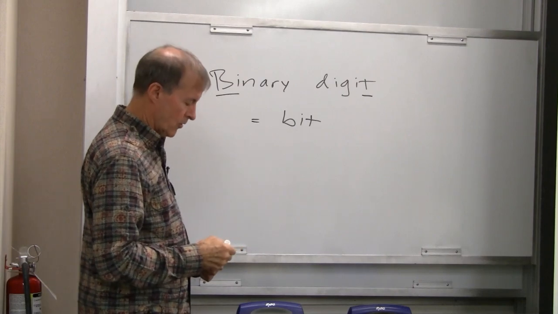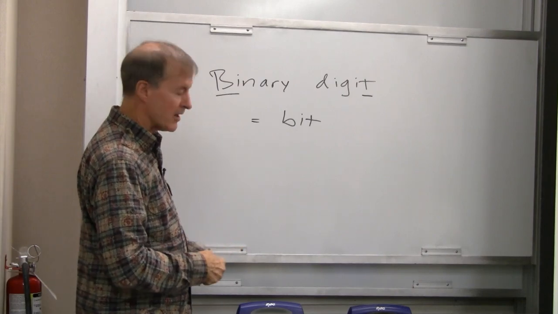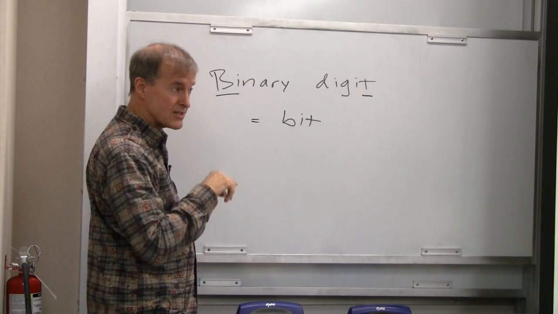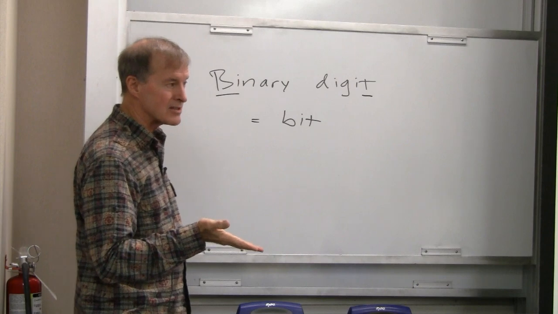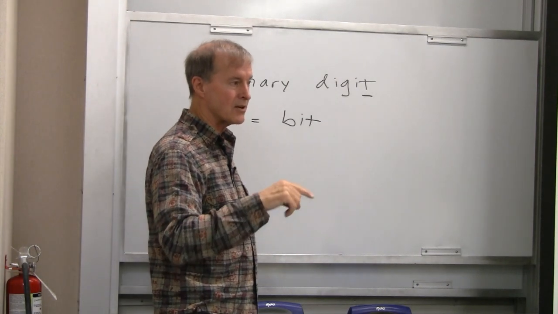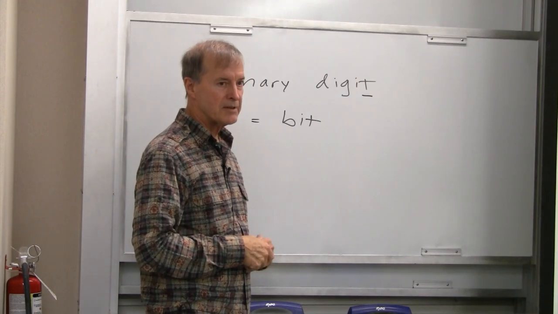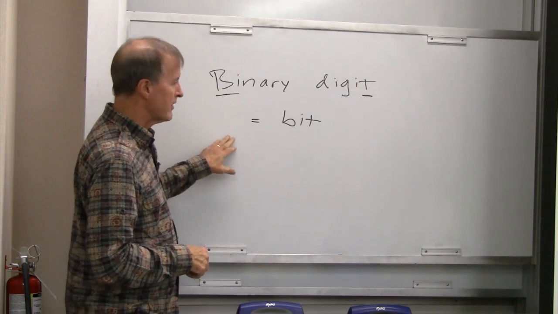And so what we do on paper or on a screen or whatever, we represent the high values with a 1 and the low values as a 0. But really what happens is in the system they're electronic. They're electronic signals that are engineered to be either high or low and not in between. Are you with me? So a bit is a binary digit.